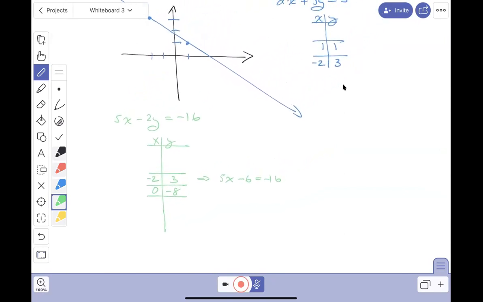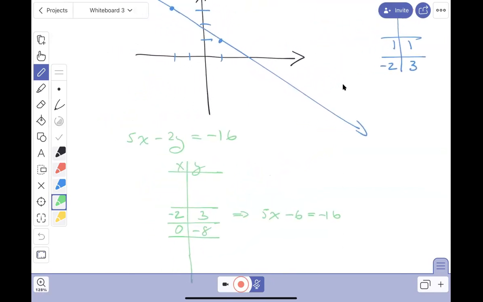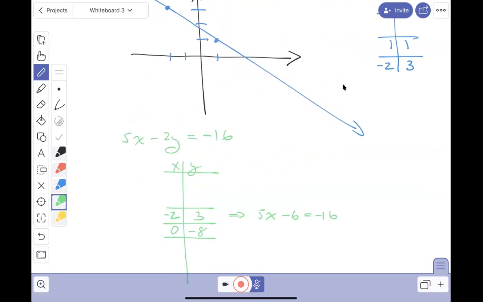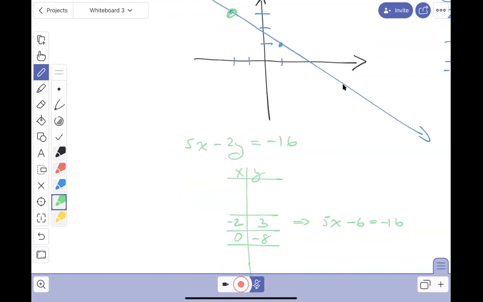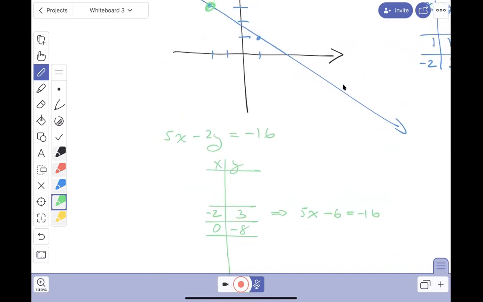Let's plot the points down now. Now here my graph, same axes. Minus 2, 3. That's right here. And the other one's going to be 0, minus 8. And I got to put that down, right? That's a lot of counting.